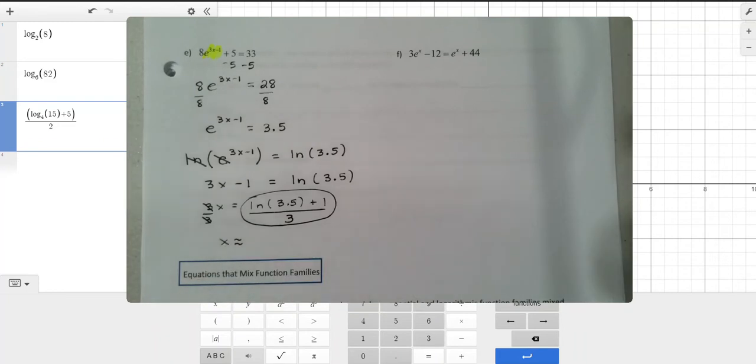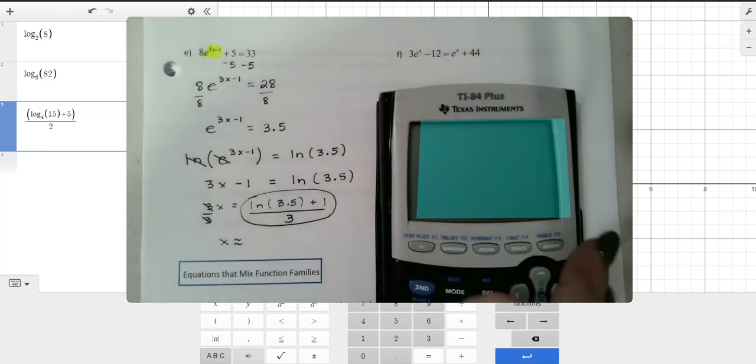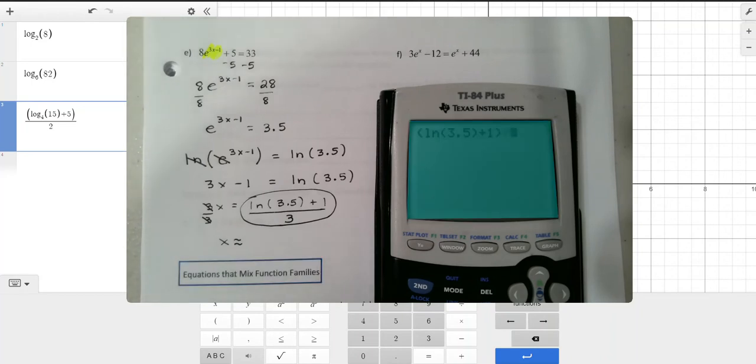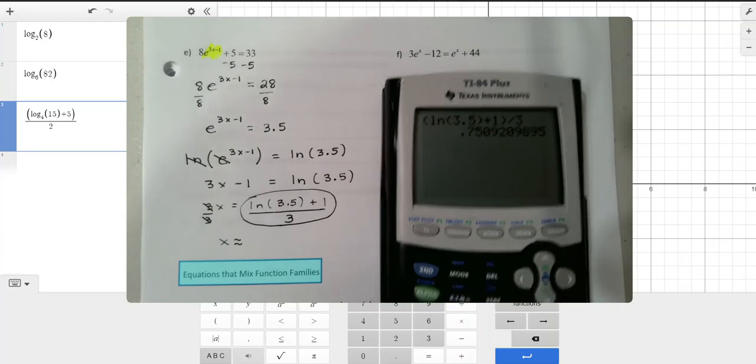And if I want a decimal approximation, I'll just do this one in the calculator. I would have the natural log of 3.5, add 1, parentheses, all of that divided by 3. So about 0.751 if I'm rounding to 3 decimal places.